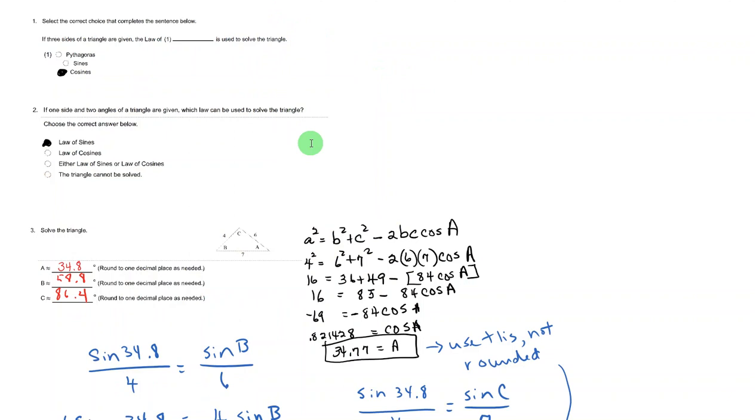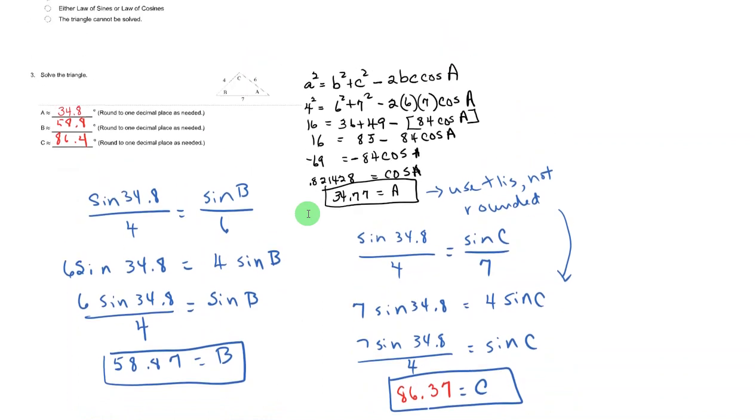So we start out with some language. If 3 sides of a triangle are given, the law of blank is used to solve the triangle. And we noted that one of the things we use law of cosines for was 3 sides if they're given. So that's cosines. If 1 side and 2 angles are given, which law can be used to solve the triangle?